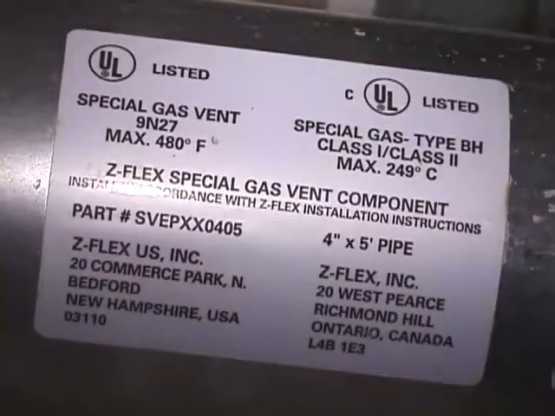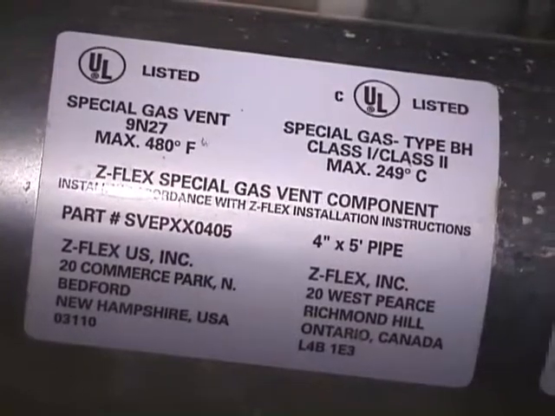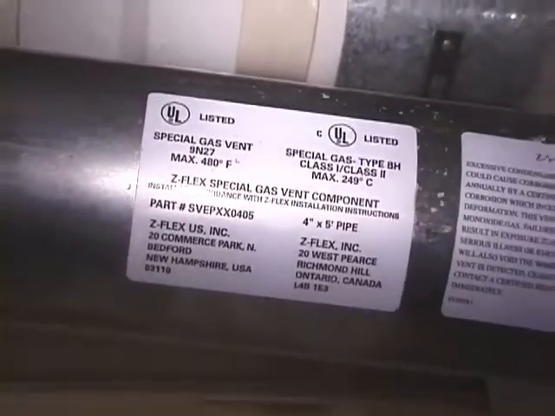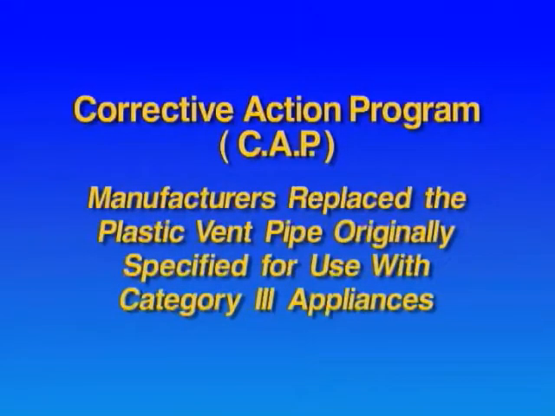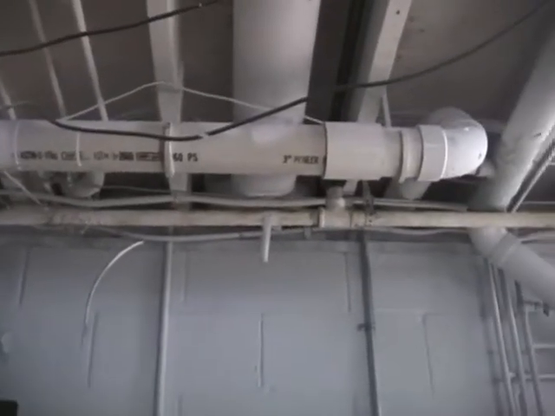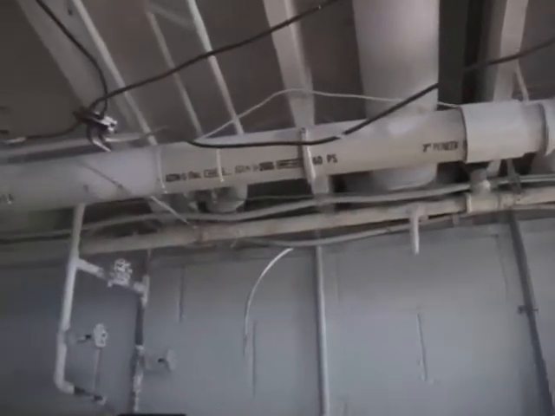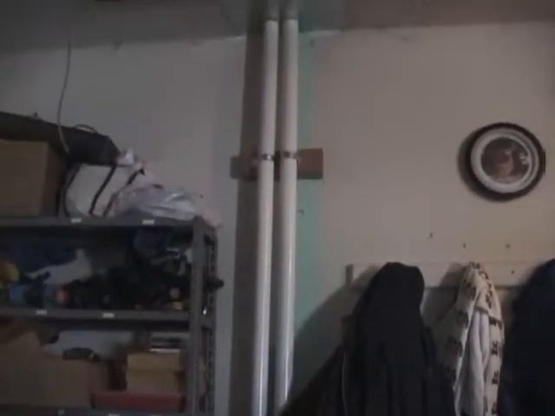However, most Category 3 appliances can only be vented using stainless steel seamless vent products now because of the still high flue gas temperatures. In fact, there is a national program in the U.S. called CAP, the Corrective Action Program, whereby manufacturers have replaced the original plastic vent pipe specified on Category 3 appliances. This was done because of a history of problems with deterioration and loosening joints in the plastic pipe. This could be a very serious issue since these systems' vents are under positive pressure and any openings will spill combustion byproducts into the building.